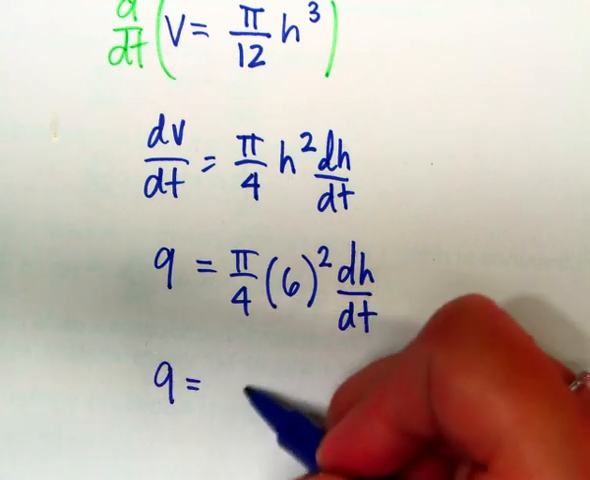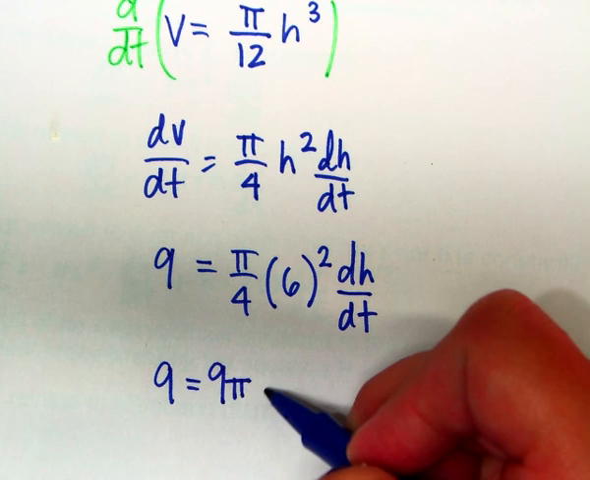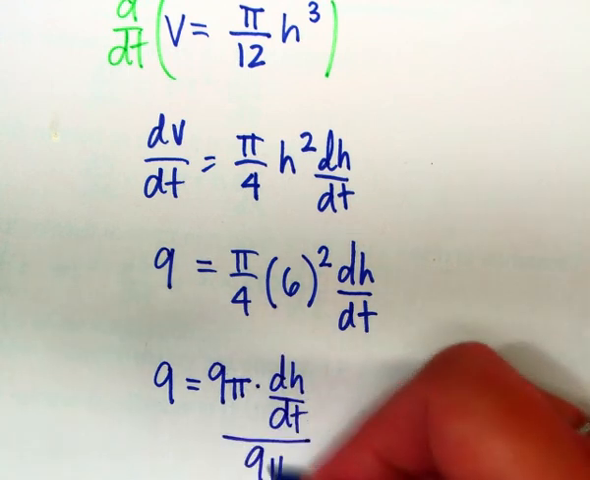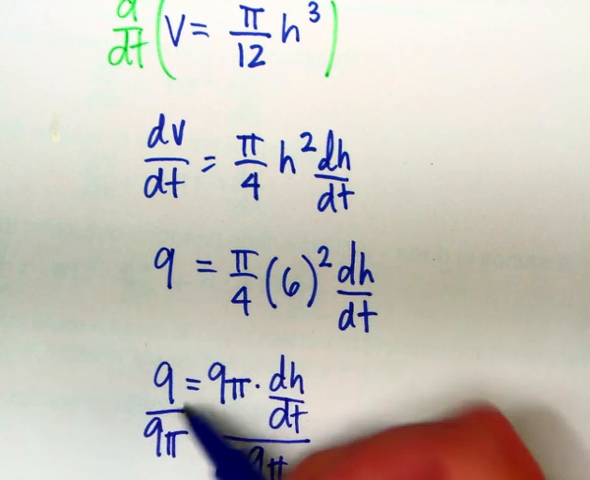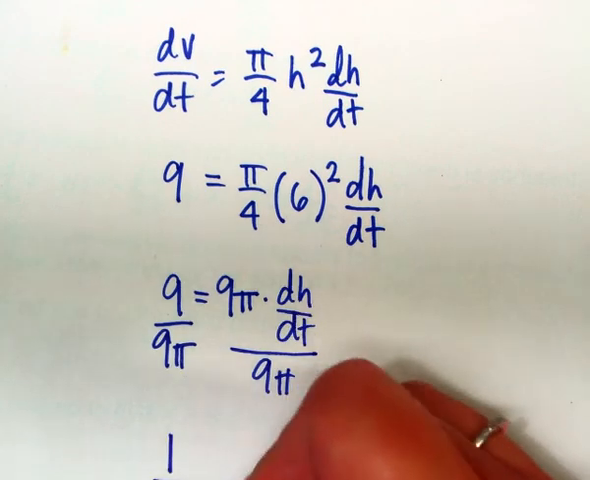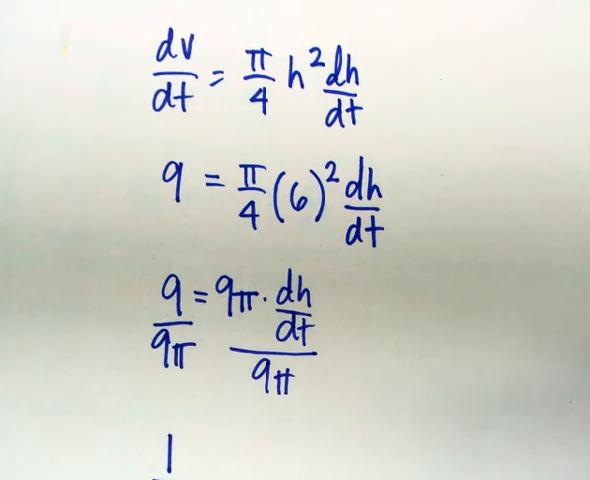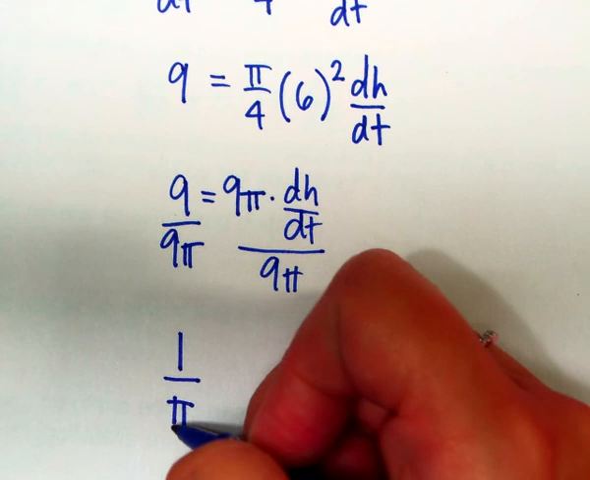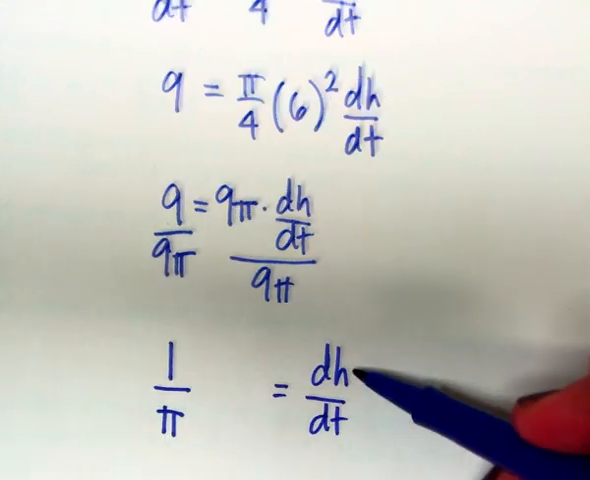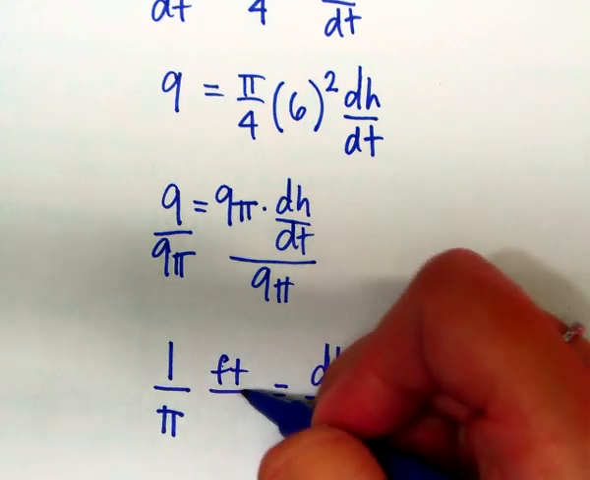I get 9 equal to pi. Actually, 36 divided by 4 is 9. So it's 9 equal to 9 pi times dh/dt. So I'm going to divide both sides by 9 pi. And please make sure that you write down that 9 divided by 9 pi is 1 over pi. A lot of students simplify fractions like that incorrectly, and that makes me nervous. So I've got 1 over pi. I'm going to leave room for my units, equal to dh/dt. So height in this problem is measured in feet, and time in this problem is measured in minutes.